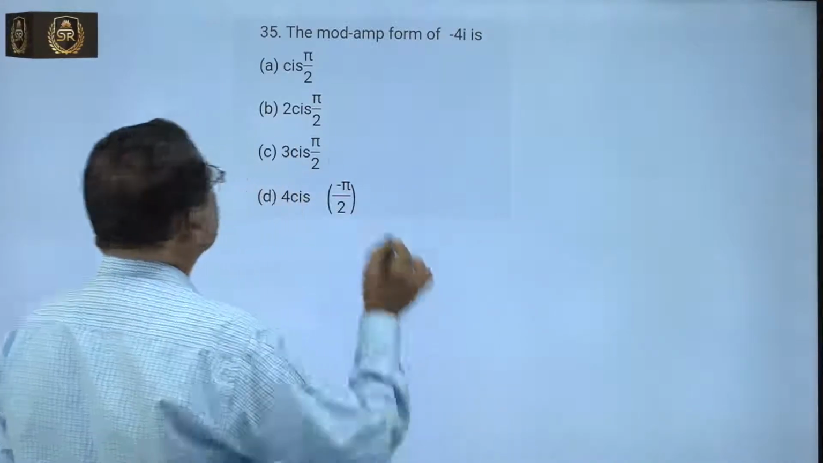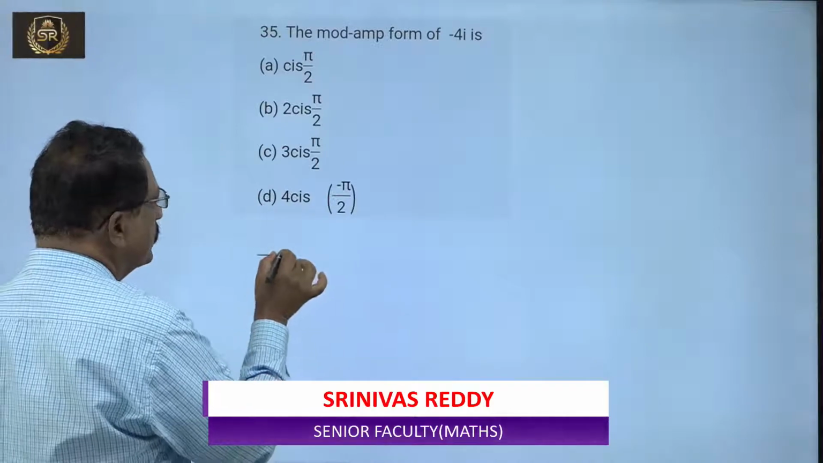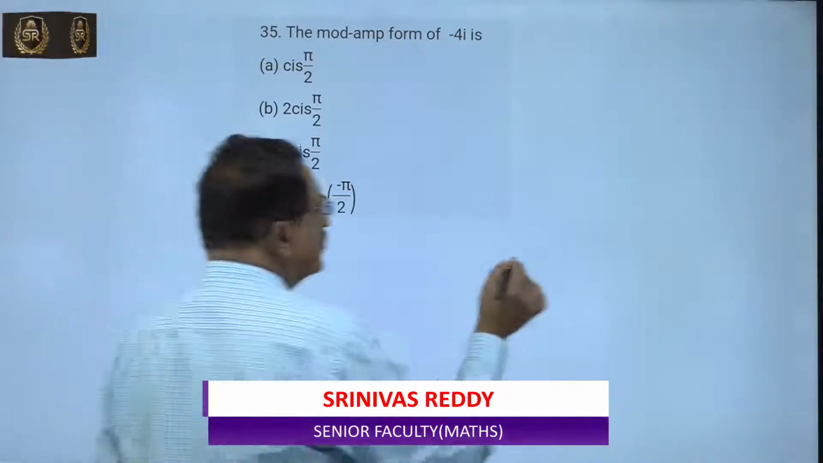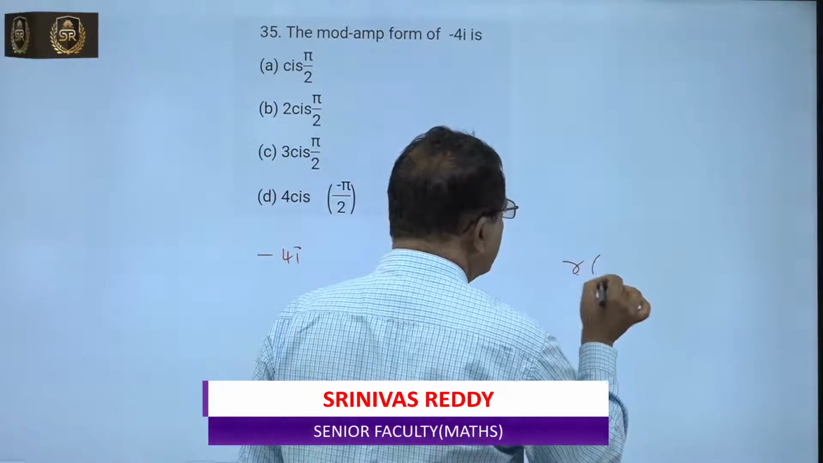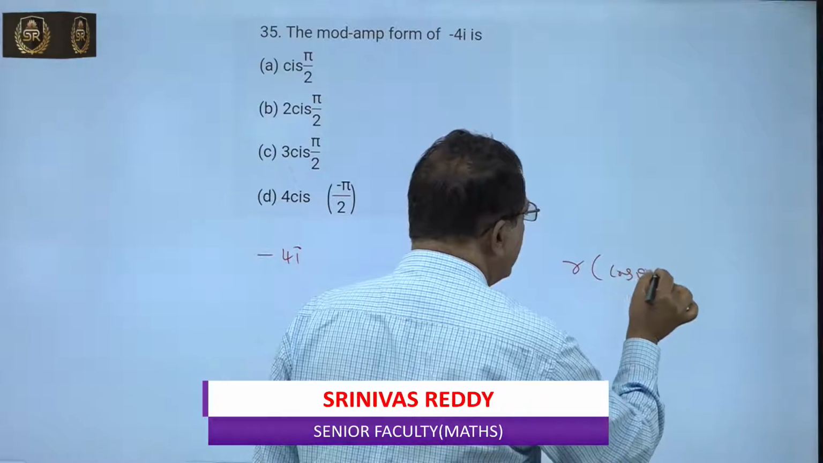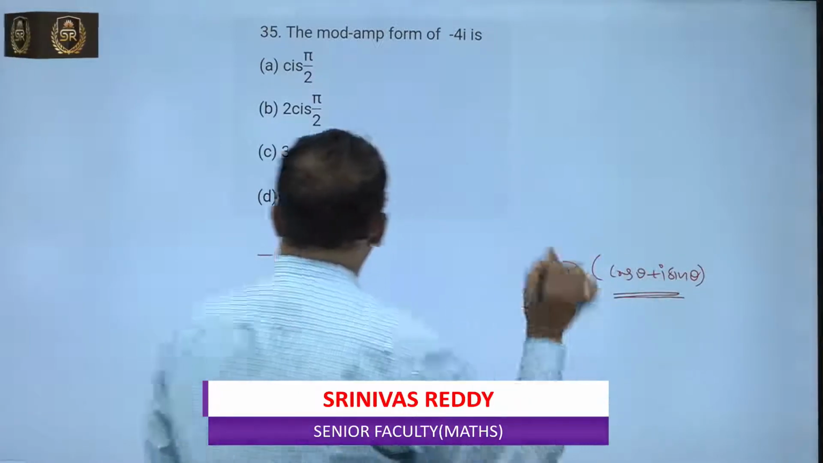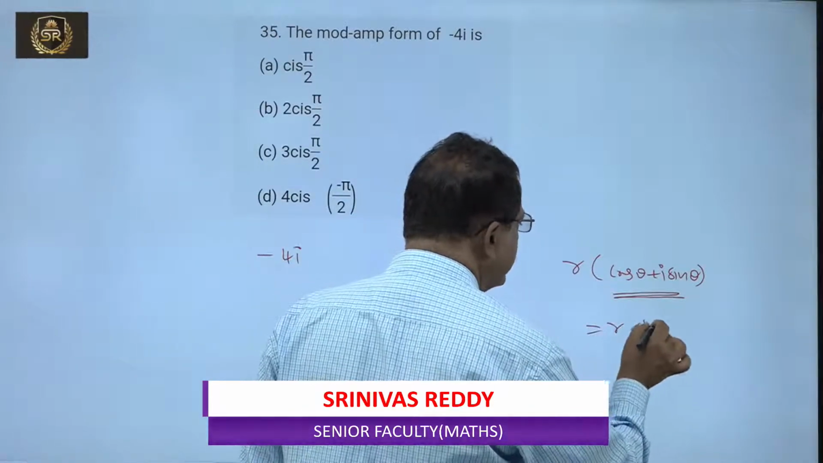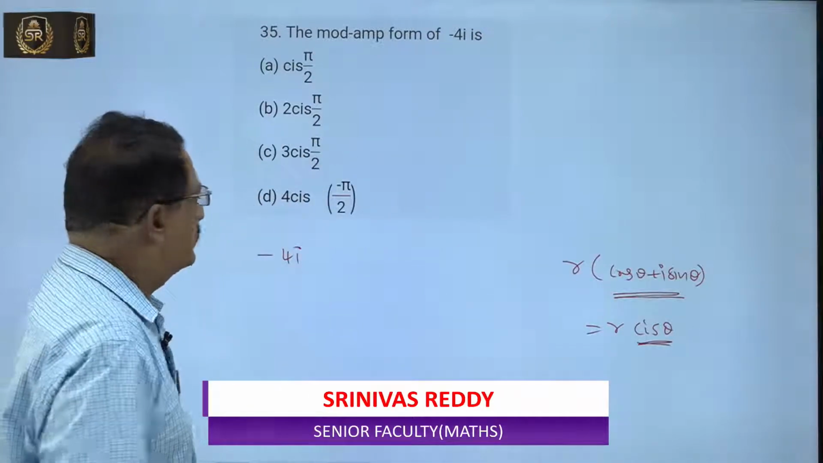Next, the mod amplitude form of the complex number minus 4i. What is the mod amplitude form? R into cos theta plus i sin theta, or it can also be written as R into cis theta. Convert it.